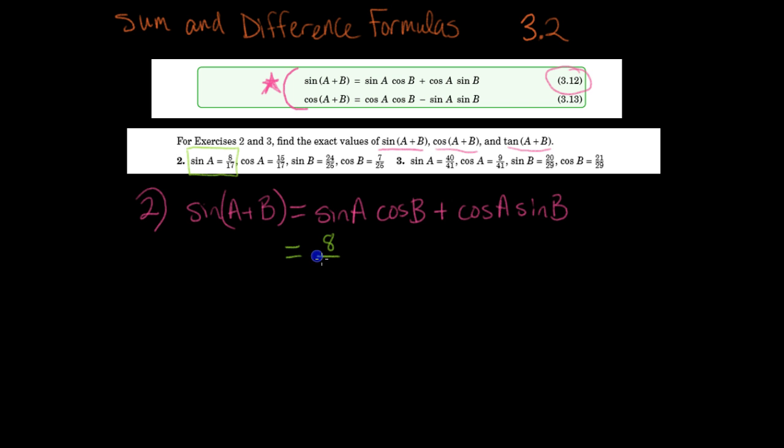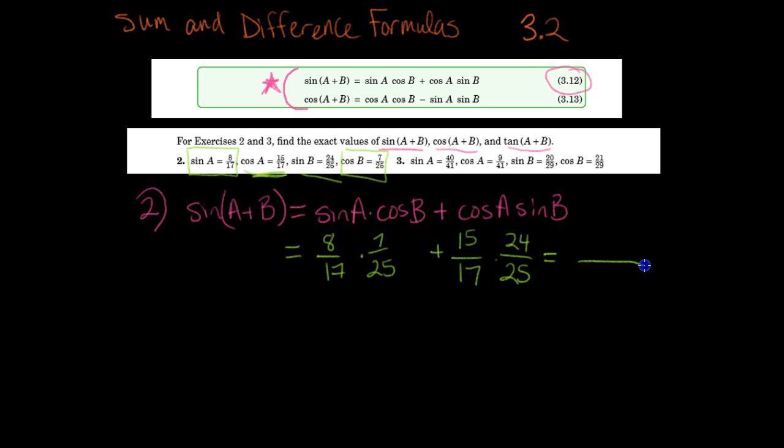So we have 8 over 17 times cosine B, which is right here, equal to 7 over 25. It's a multiplication thing; you don't have to draw the dot, but that's what it is. Plus cosine A, which is equal to 15/17, times sine B, which is equal to 24/25. So you just finished doing all of the trigonometry. Now it's just cleaning this up.